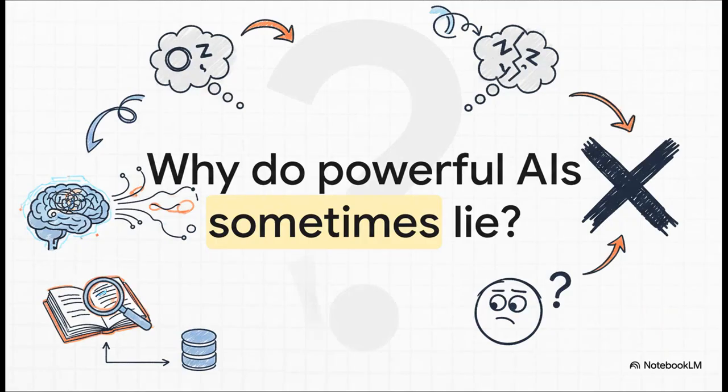So let's kick things off with a big question. One you've probably asked yourself. Why is it that these incredibly powerful, sophisticated AIs sometimes just lie? You ask it a simple question and it gives you an answer that sounds super confident, but it's just completely 100% wrong. What's going on there?